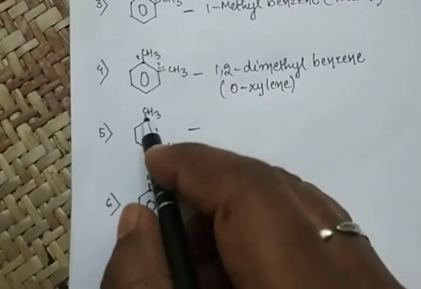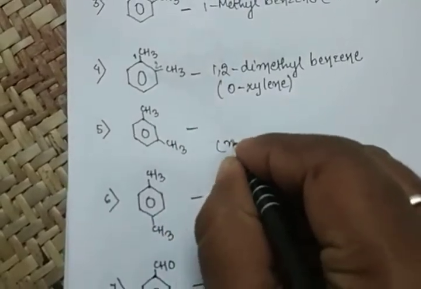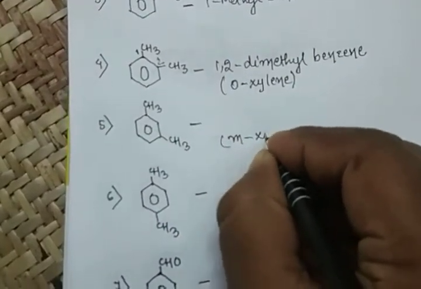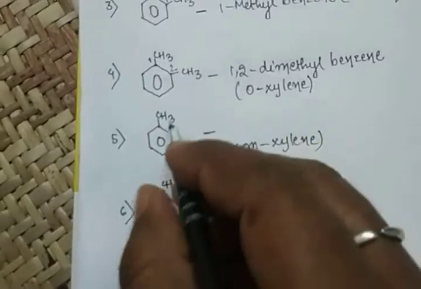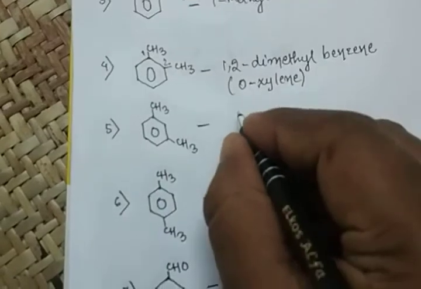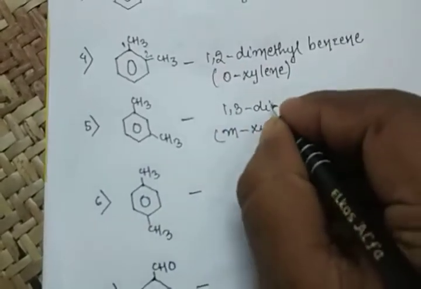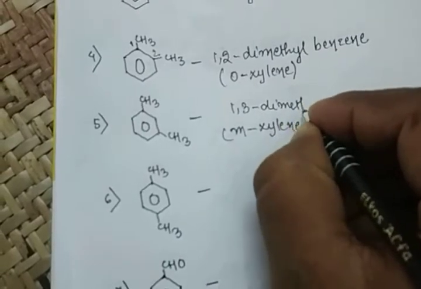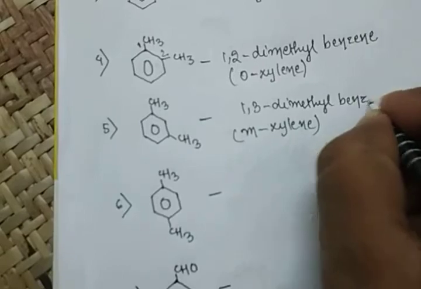Okay. Now this is para position, this is meta position. The common name of this formula is metaxylene. This is a common name. Now what is the IUPAC name? 1, 2, 3. So 1,3-dimethylbenzene. Clear? 100% clear? Okay.